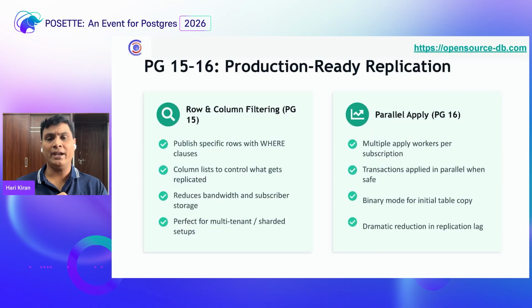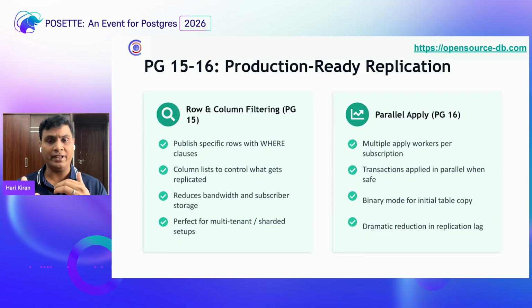Now, let's look at the PG15 and 16 production ready replication, right? Let me zoom in on two important features that I think were the biggest inflection points, right? Row and column filtering in PG15 and the parallel apply. And then, most of you have seen the new GUCs that were introduced, right? max_parallel_apply_workers_per_subscription. Row and column filtering fundamentally changed what's practical with logical replication.